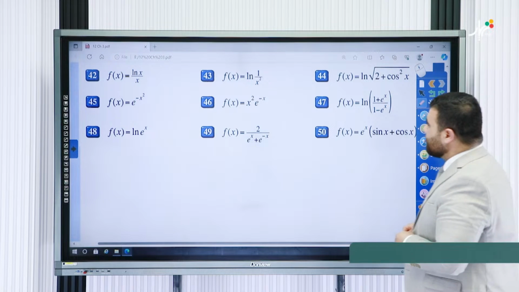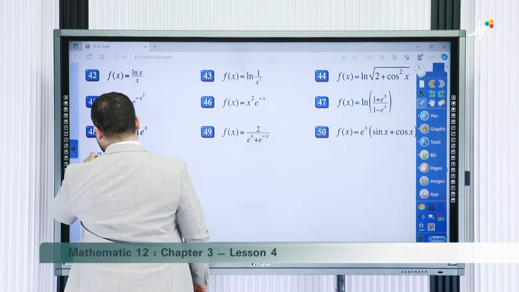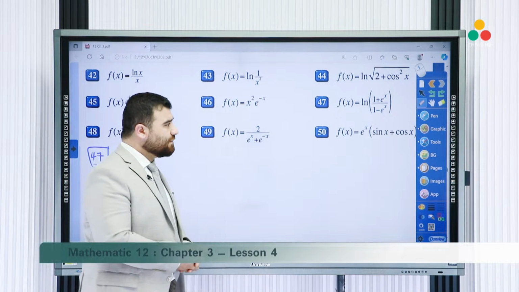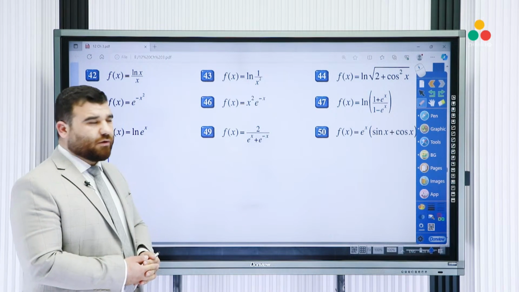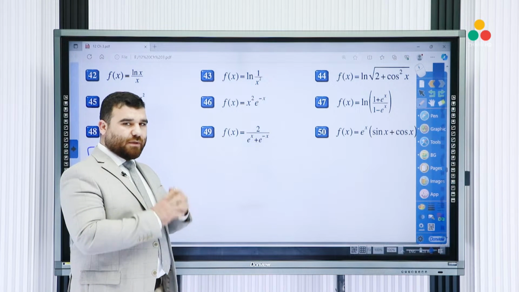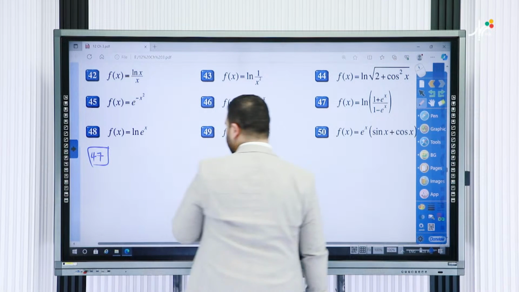Now question 47. f(x) equals ln of a fraction. Ln of a division will be a minus. We will have two different lns, with a minus between them. This will make the function look easier.